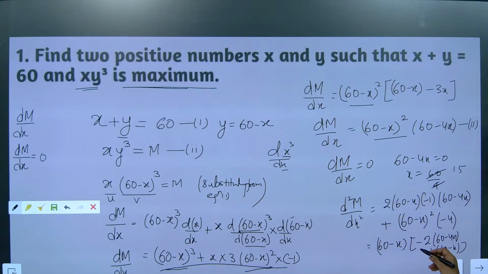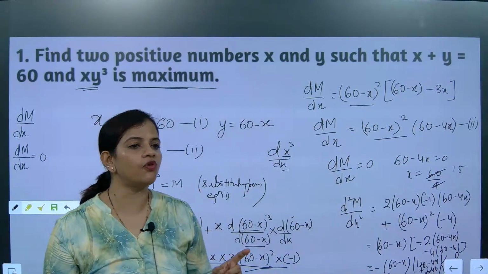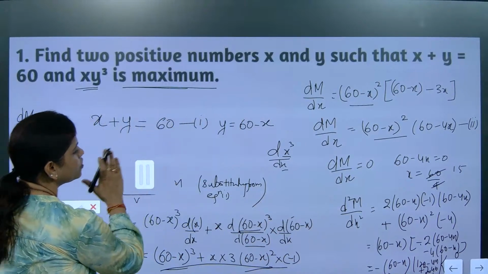Understood? So the overall answer, if you take it out, is 60 minus x, and here 120 minus 4x plus 240 plus 4x. So this part is coming positive, this part is coming negative, but the overall answer is coming as minus. So the maximum is less than 0. So x equal to 15 is giving you what, beta? Maximum.